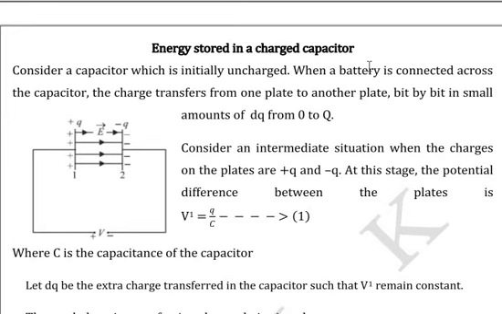You know that when a capacitor is charged, the charges will be stored on the plates of the capacitor. So the stored energy is also called potential energy. So here we will be deriving an expression for potential energy of a charged capacitor. In order to understand this situation, I will consider a capacitor here.